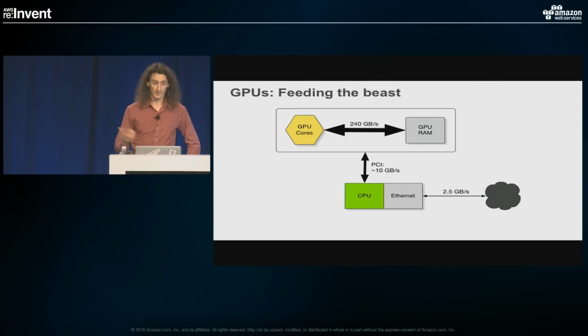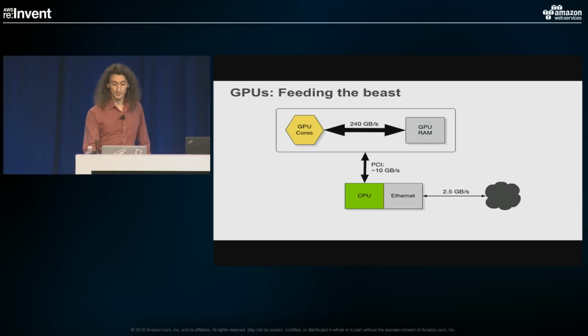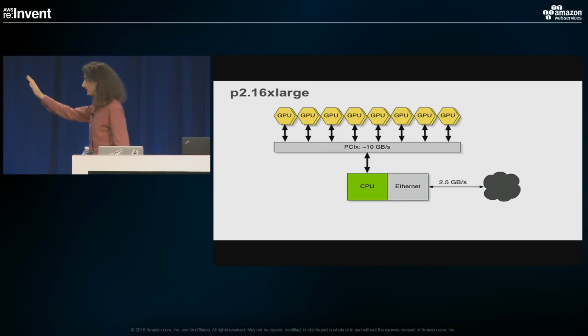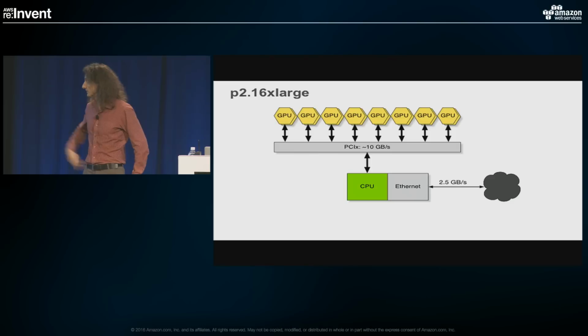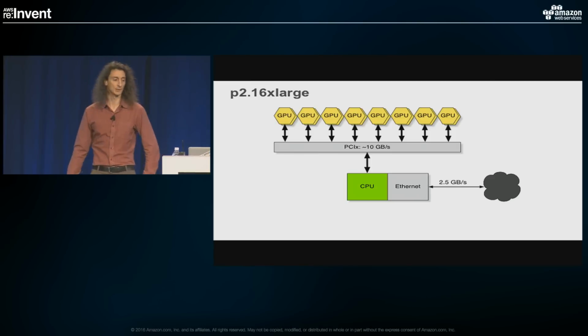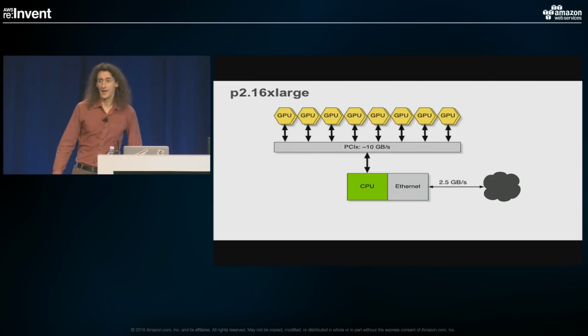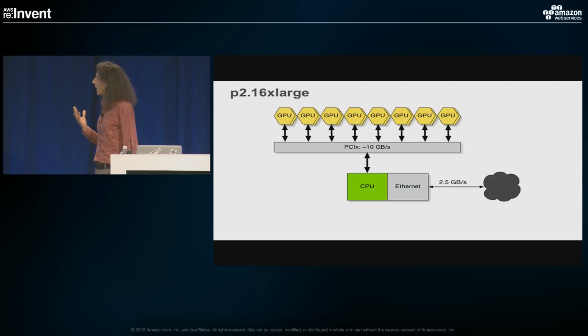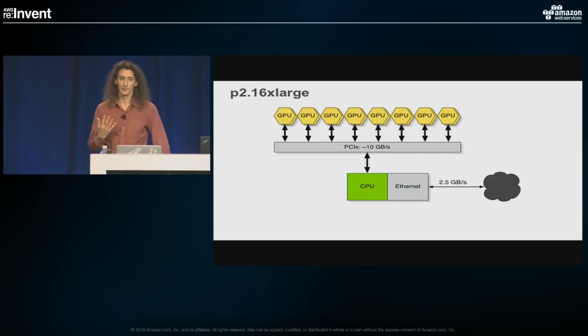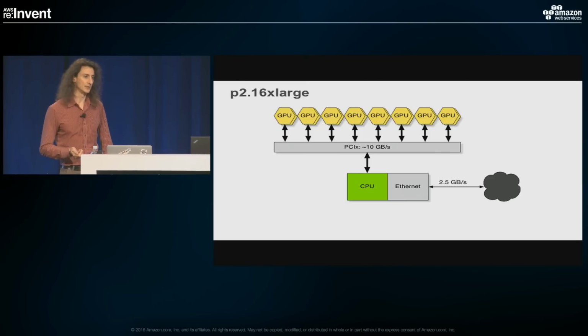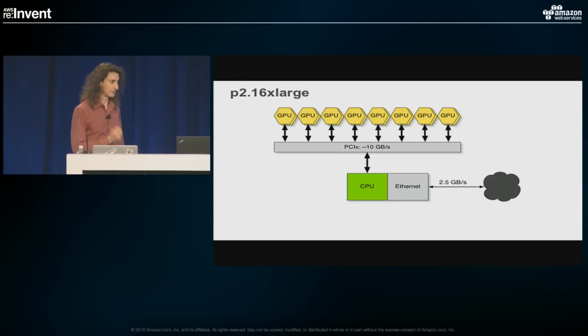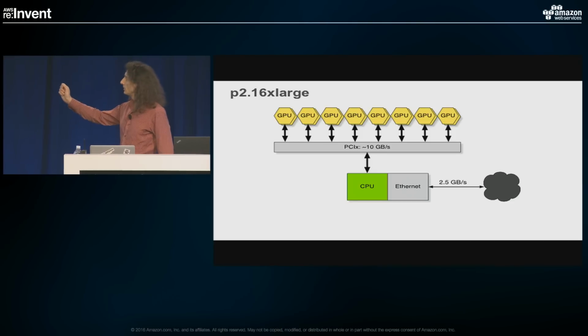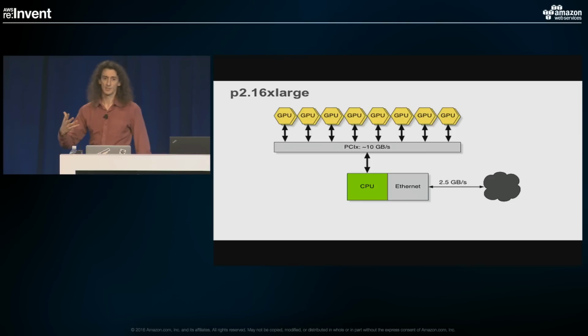And this is for a P2 XL. For the P2 16X large, we actually have 16 of those GPUs connected over that kind of medium speed PCI Express bus. I point out all of this because there's a lot of complexity in getting those incredibly powerful instances to run efficiently. They are very, very powerful, but feeding the beast, getting the data to those machines, and scheduling all of this work is very complex. And this is something that MXNet excels at.